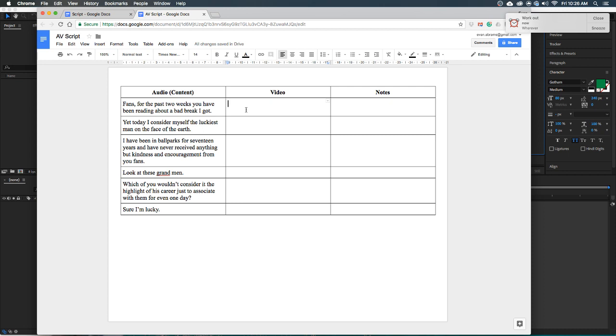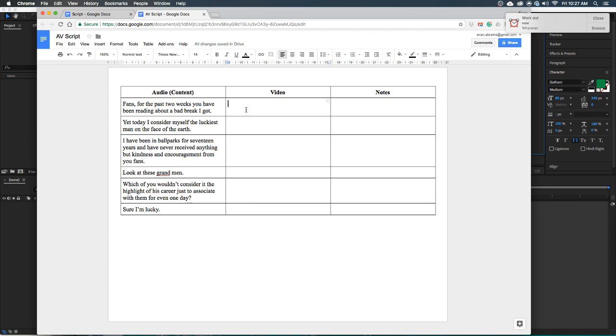So I want to go back to the AV script. This may not be fun. This may be the vegetables you have to eat in order to create good work, but all good work comes from this place of planning, of figuring out what you're going to do. So if you've got your audio, you've put that in a column, then you want to move on to the video component. And the video component is, what do we see when that is being said?